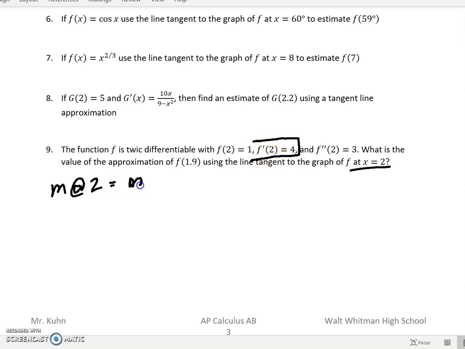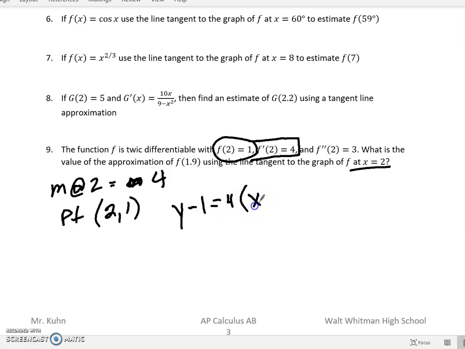So we know we're going to use 4. If we need the point, we also don't have the equation, but that's why they give you this. So you know that at 2, I get 1. So then once again, you can create your equation to help you approximate. Again, if you want to, you can bring that 1 over.